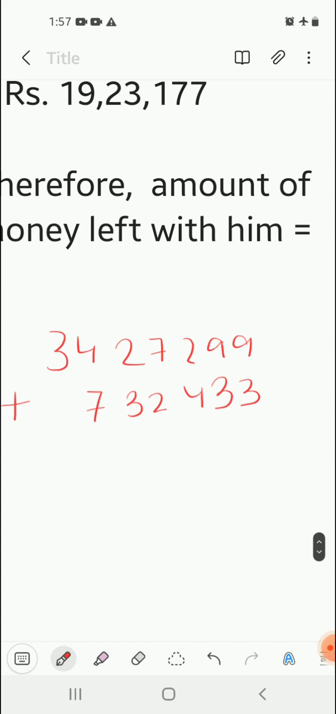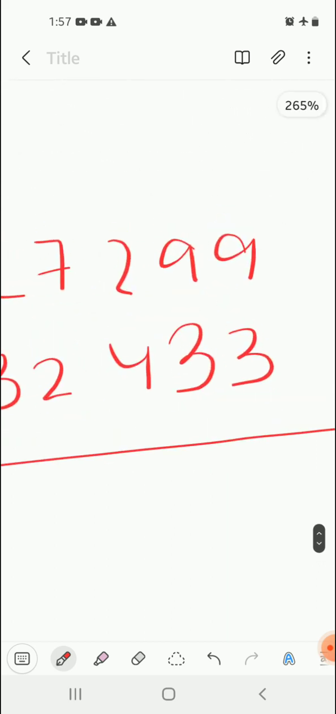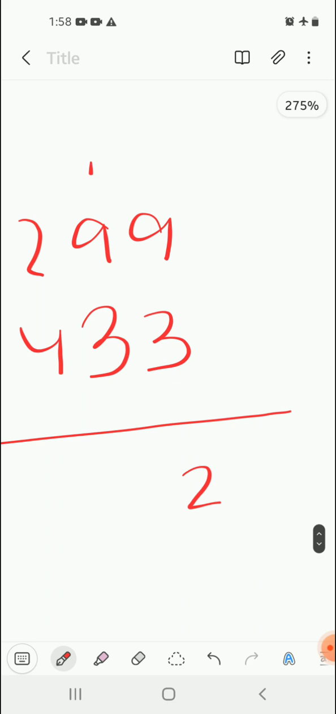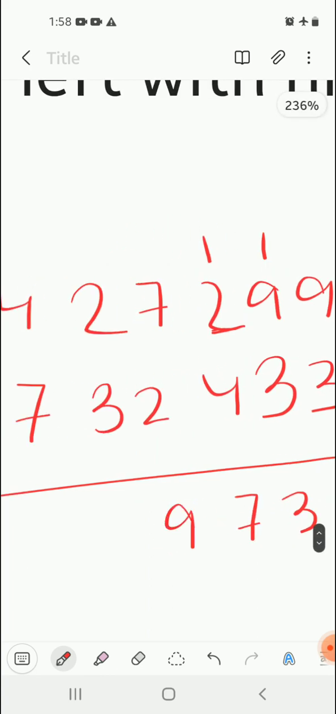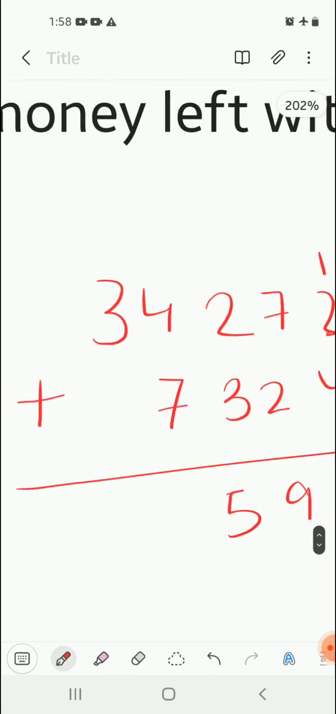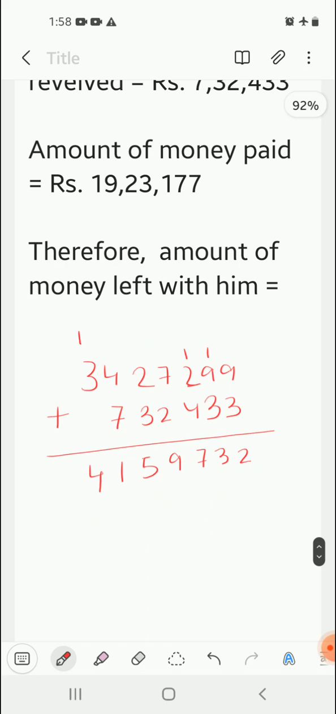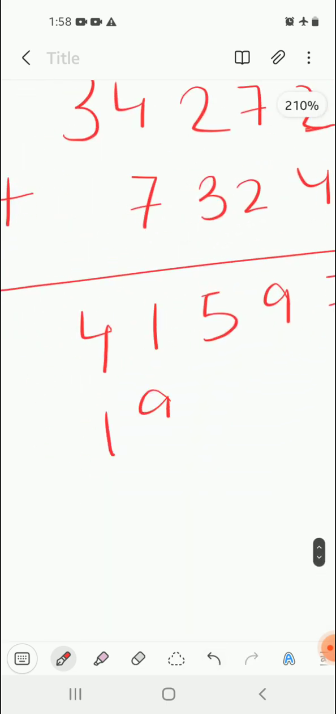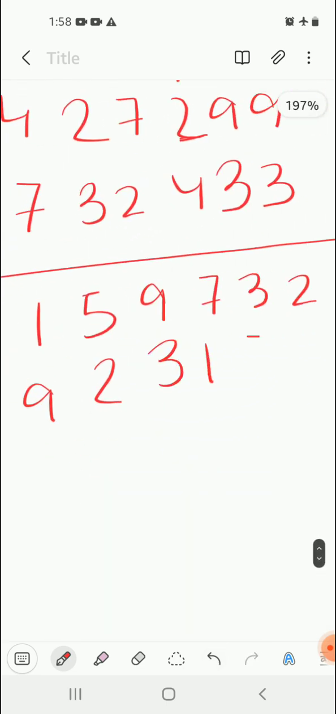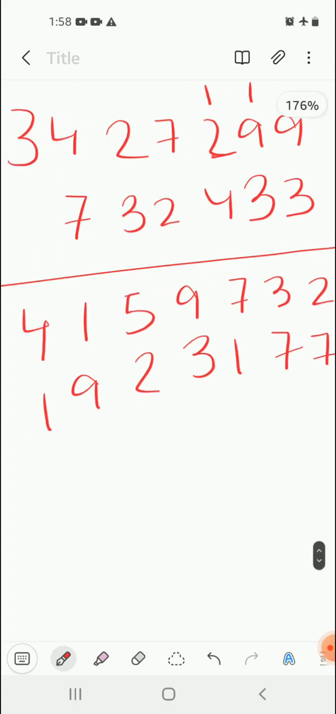Add the numbers. We get 9 plus 3 12. 9 plus 1 10 plus 3 13. 2 plus 1 3 plus 4 7. 7 plus 2 9. 3 plus 2 5. 7 plus 4 11. 3 plus 1 4. We have got the amount. Now from here you have to deduct this number, that is 19,23,177. Subtract the number.